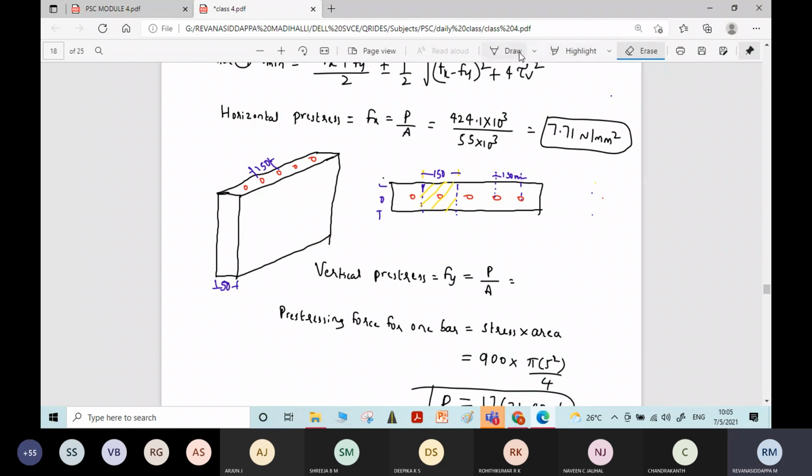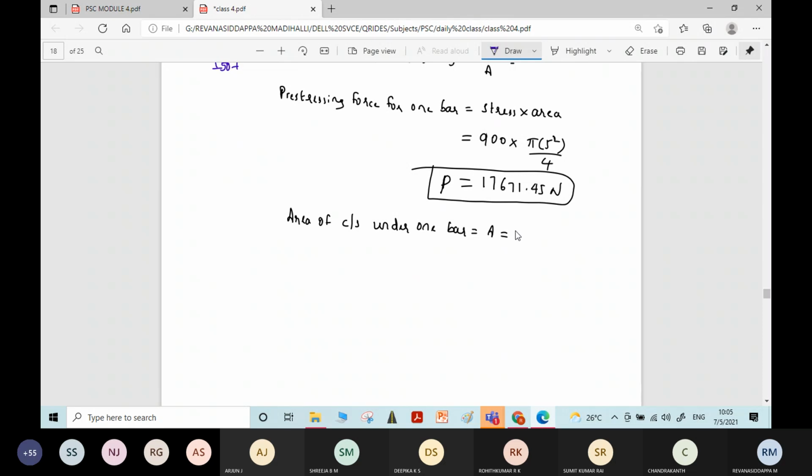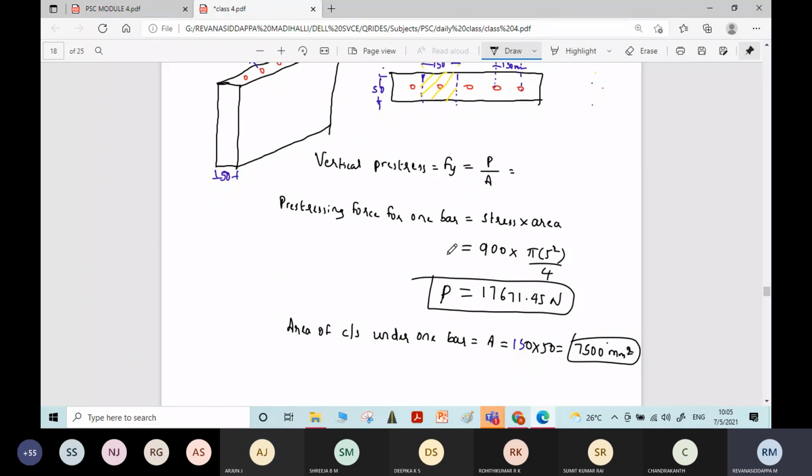Tell me, students. 7,500 mm square, sir. Yes, it is 150 into 50, which is the area under 1 bar. Okay, 150 into 50, so 7,500 mm square. Understood, students? Any doubts here? Understood? Yes, sir. Okay, this is a very simple thing.